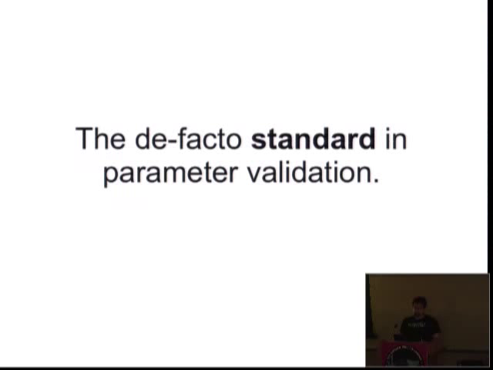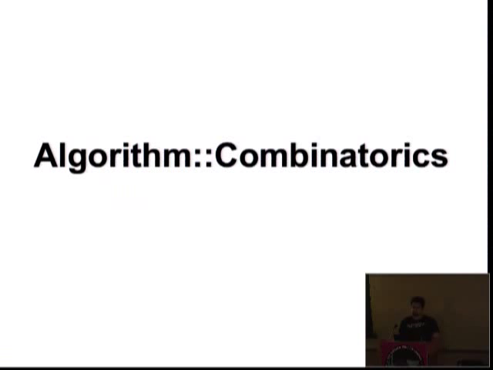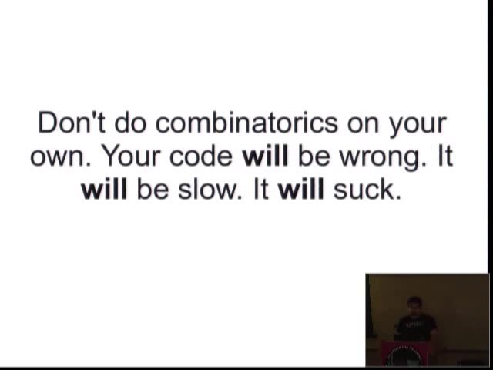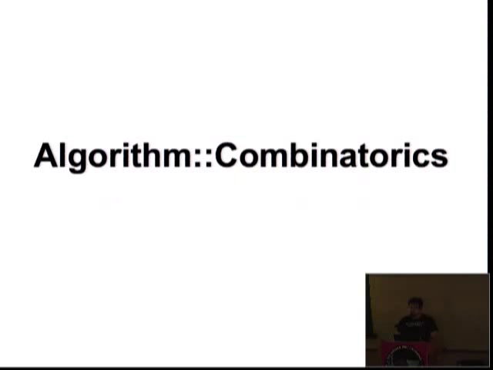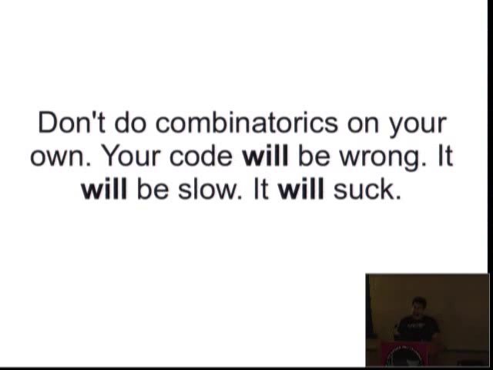Params::Validate. It is like the de facto standard in parameter validation. I'm going to start going a little faster. And Algorithm::Combinatorics for getting permutations and iterations and derangements of data. Just don't do it on your own. You're going to get it wrong. It will be slow, and it's just going to suck for everybody. Just load this module. I believe it's written in XS, and it's fast, and it does this stuff correctly.